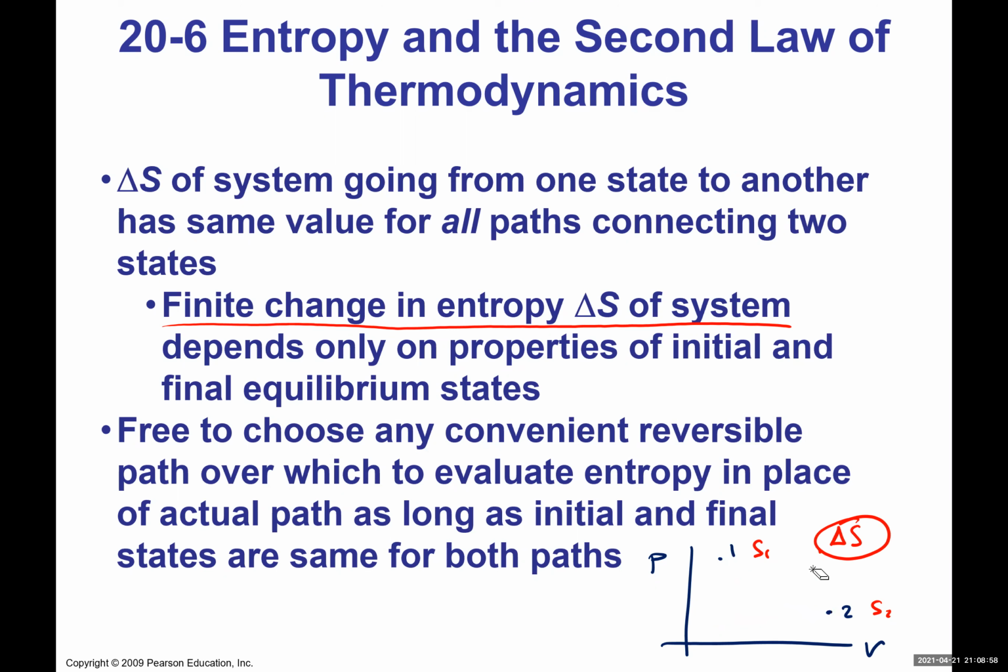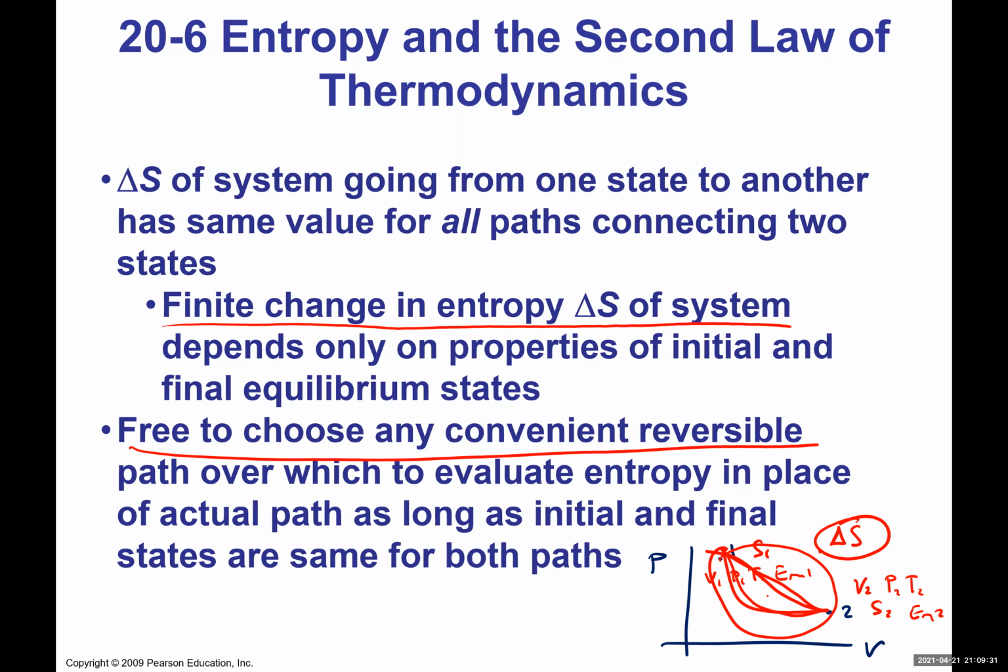What it depends on is my state variable values of state one, V1, P1, T1, and also the internal energy at one, then V2, P2, T2, then internal energy 2. That means it only depends on this. That means you are free to choose any convenient reversible path with which to evaluate entropy. You can take something like this, something like that, something like this. For example, a lot of times an isothermal process is probably the easiest one to use, and something that we can use also to do some calculations.